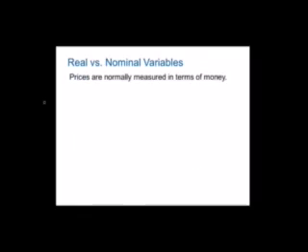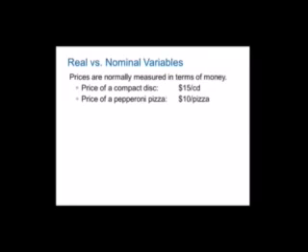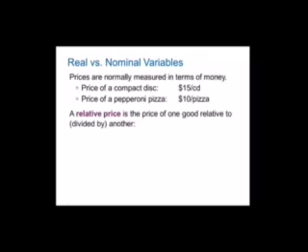Prices are usually measured in terms of money. So we always have prices measured in dollar values, $5 or $10 or $7.59, something like that. Let's say the price of a CD is $15. The price of a pepperoni pizza is $10. A relative price is the price of one good relative to, or divided by, another good.